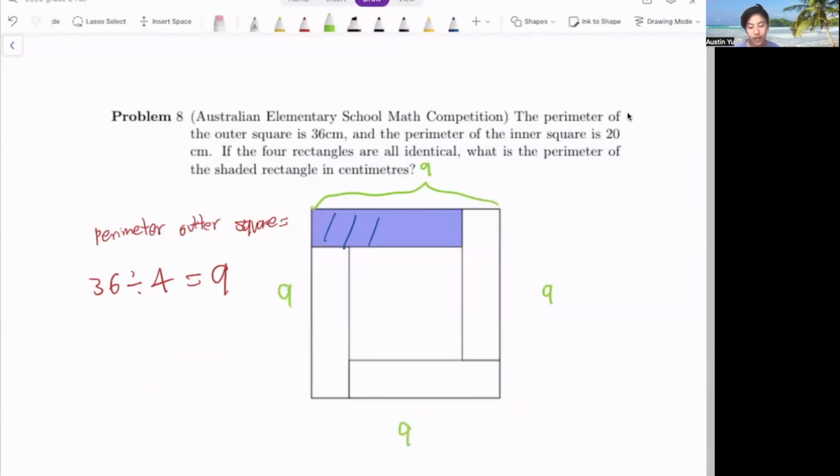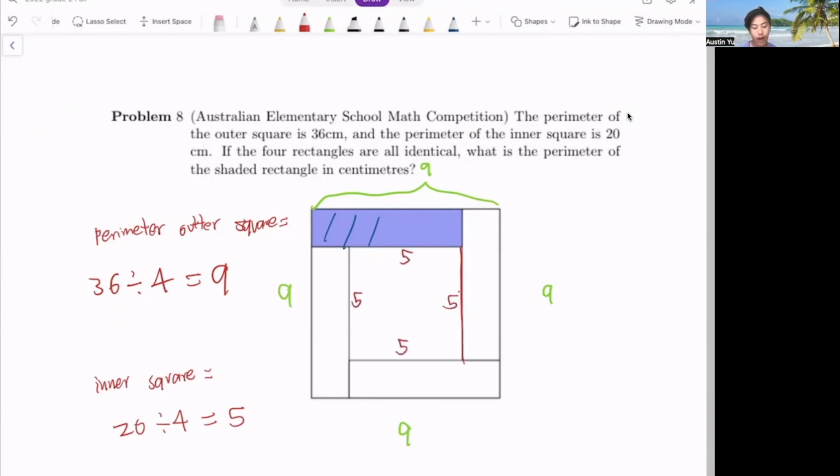And then the perimeter of the inner square is 20 centimeters. If the perimeter of the inner square is 20 centimeters, and each side of the square is the same, we can do 20 divided by 4 sides equals 5. So the inner square side lengths are all 5.